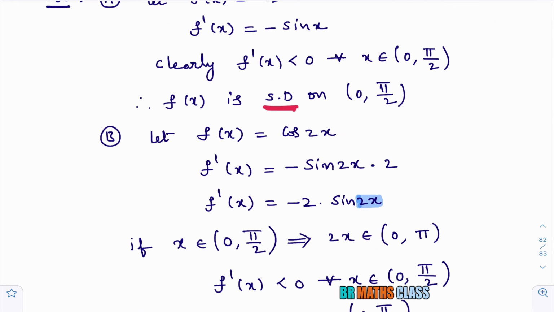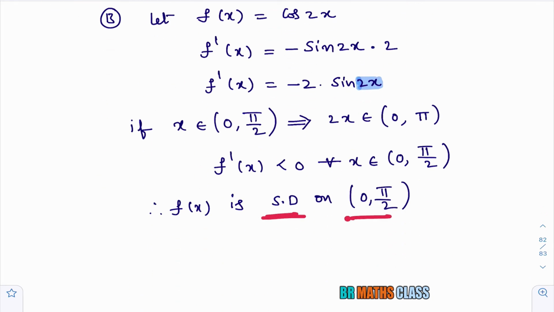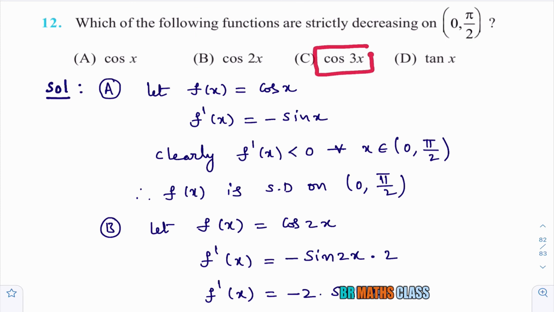Second function also I got that strictly decreasing on given interval. Now I'll check this function is strictly decreasing on given interval or not. How to check? You just differentiate this function. Its derivative is strictly less than 0 in this interval. Then I can say that this function is strictly decreasing function on the given interval.